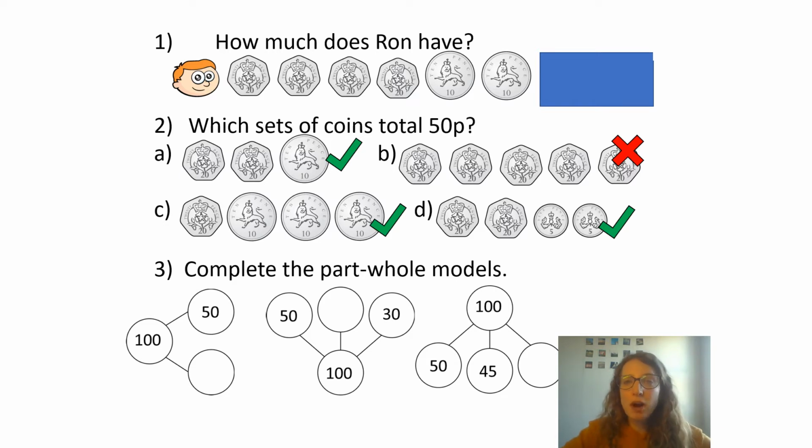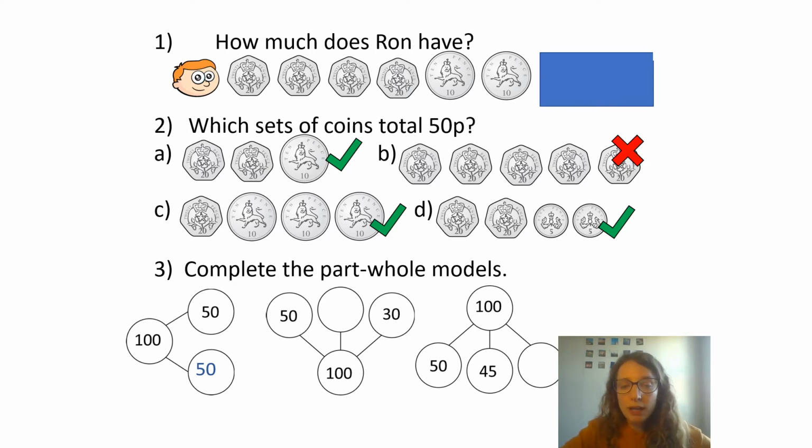Okay, just look at the part whole models then. So the whole is the 100, okay, and we've got 2 parts on this one. So 50 add what makes 100. Okay, so we need another 50. So this is the same, they're just trying to confuse you a little bit and they've done it upside down. Okay, but it's exactly the same.